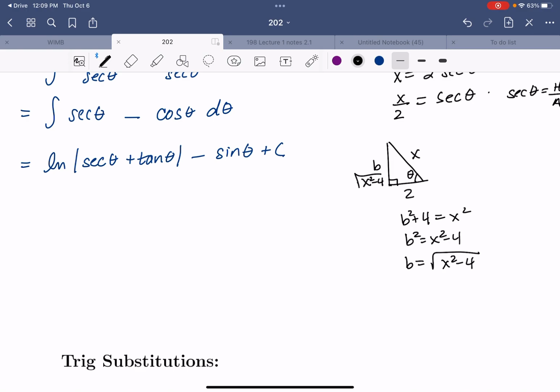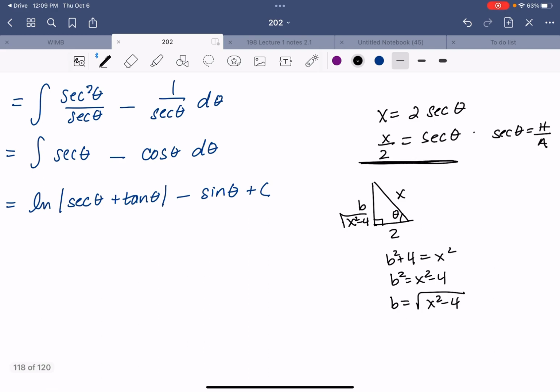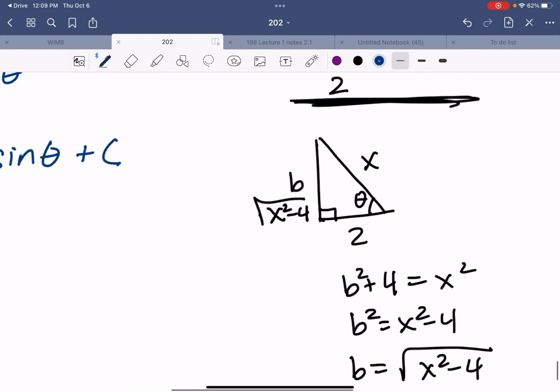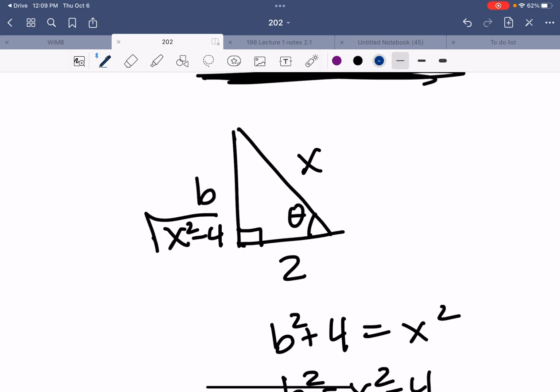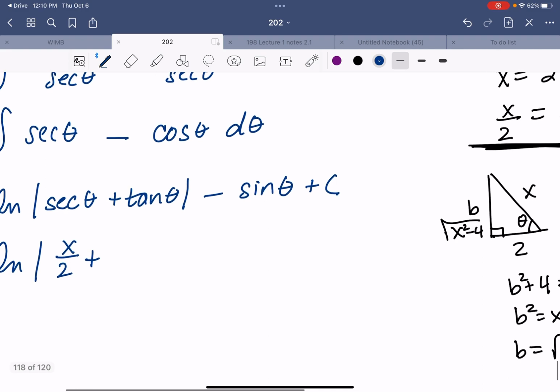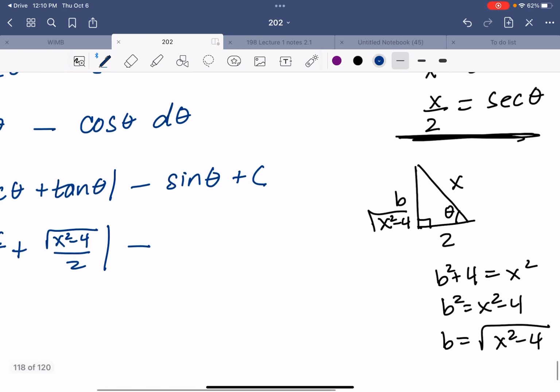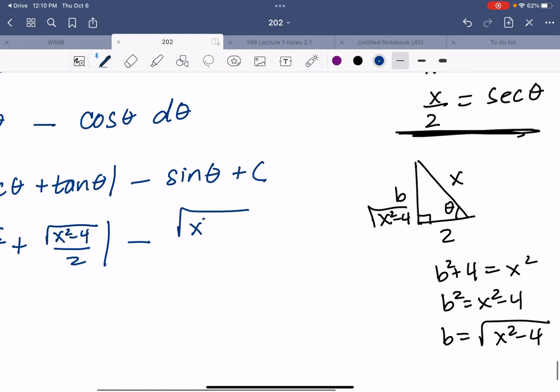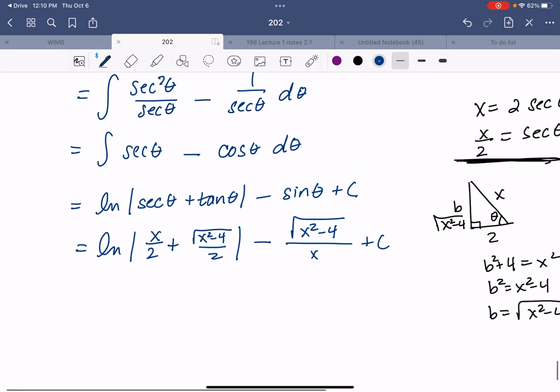Again, not surprising that that comes back to us. So now we need to find the secant, the tangent, and the sine. Okay, so secant, up here we have it stated right here, secant is x over 2. So we kind of get that one for free. So the natural log of x over 2. Plus, for tangent theta, we're using our triangle. Tangent is opposite over adjacent. So you're taking the square root of x squared minus 4 all over 2, which is the adjacent side. Minus the sine of theta. And sine is the opposite over the hypotenuse. So that is the square root of x squared minus 4 over x. And we add on our plus c.